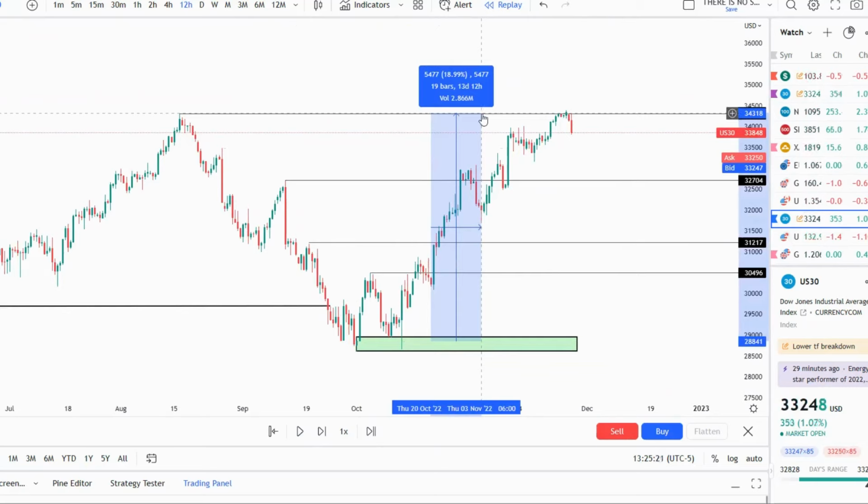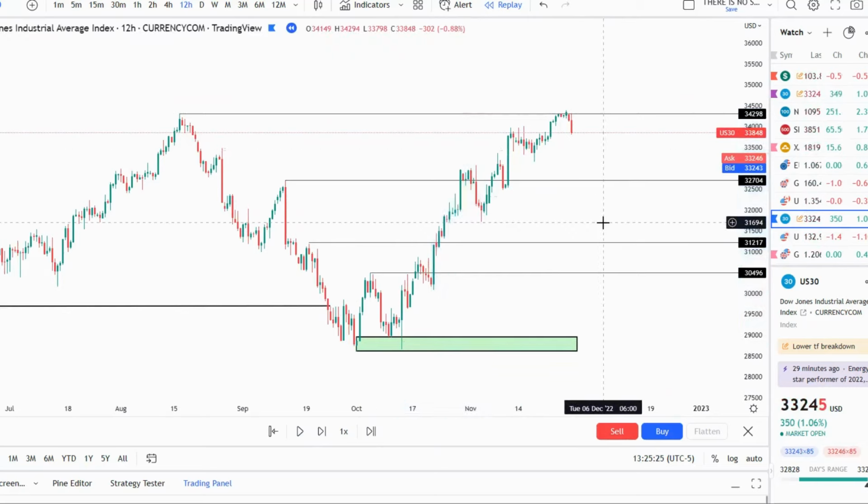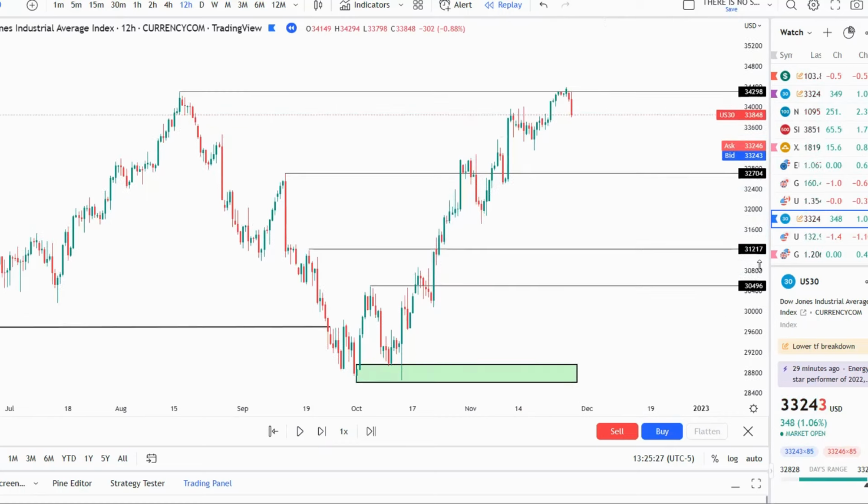And this would have been for a total of 5,477 points. And that is a nice trade for 2 months. Even if I was risking $400, my total risk would have been $400 to make over $5,000. So guys, that is a wonderful risk to reward ratio. We have $400 to make $5,000. Totally possible. I've done it multiple times.